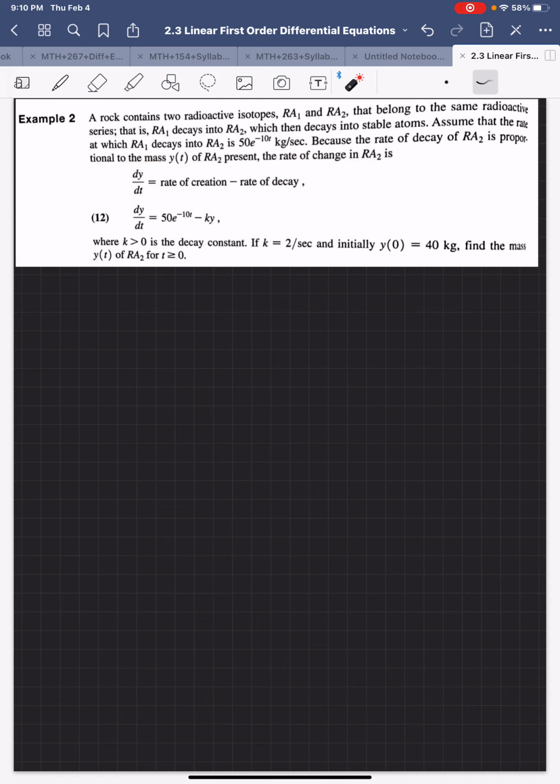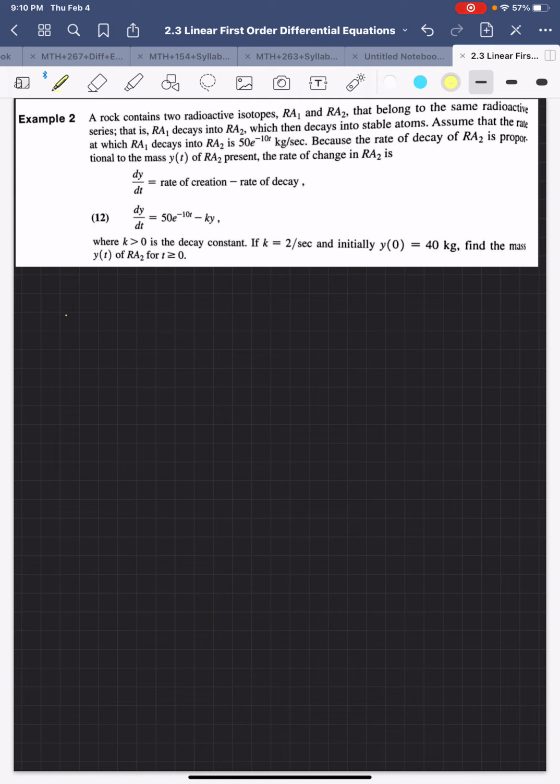Okay. So again, the way I'm interpreting this is you have one isotope decaying into another, which then decays into some stable atoms, right? But the rate, so we have Ra1 decays into Ra sub 2. So there's one rate going from the first set of decaying, and then there's another rate going to stable atoms. So here's the information that they give us.